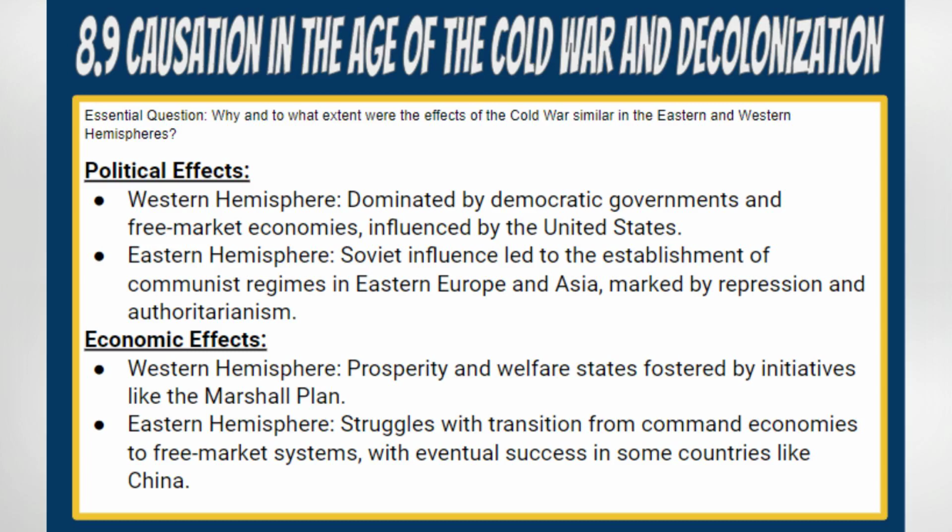Conversely, the Eastern Bloc struggled economically under the constraints of central planning and state control. The transition from command economies to free market systems proved arduous, marked by economic crises and social upheaval. However, countries like China gradually embraced market-oriented reforms, leading to significant economic growth and global integration.